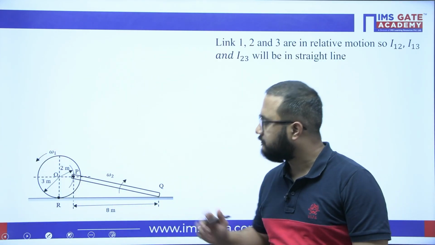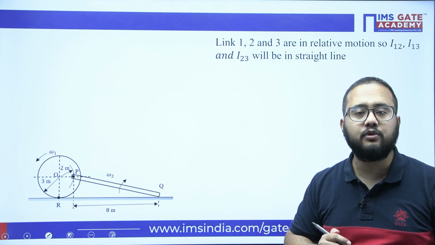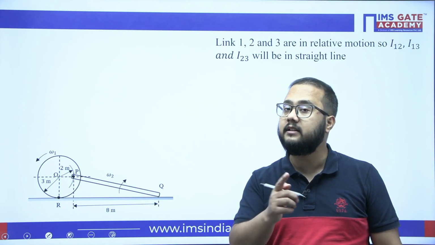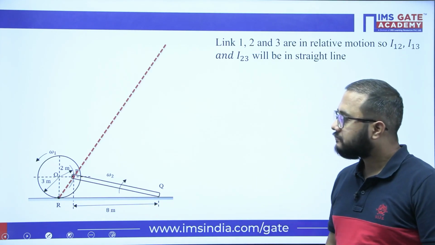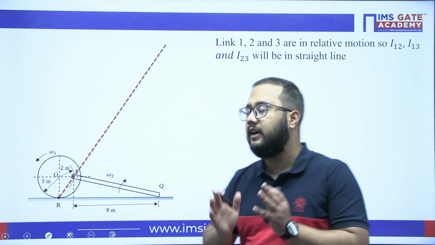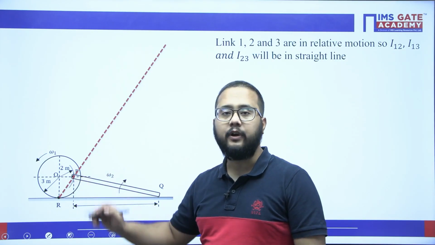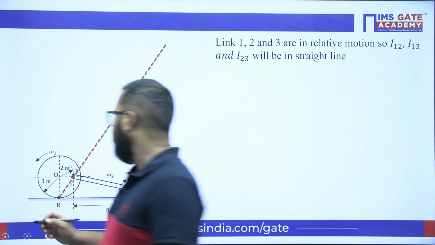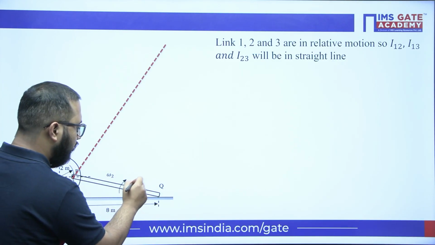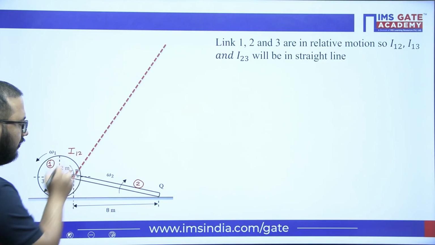First of all, if I consider links 1, 2, 3, obviously in relative motion, the I centers I12, I13 and I23 will be in a straight line. Using these 2 points, I will draw one line. Now you will be asking, sir, why this line you have considered from R and P only? Because P is a pinned point, right? So as I've already mentioned, this wheel is our link number 1. This is link number 2, right? So this point becomes our I12.